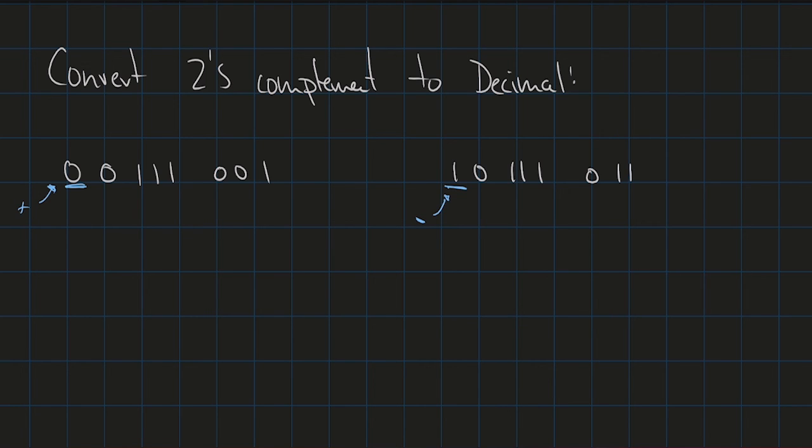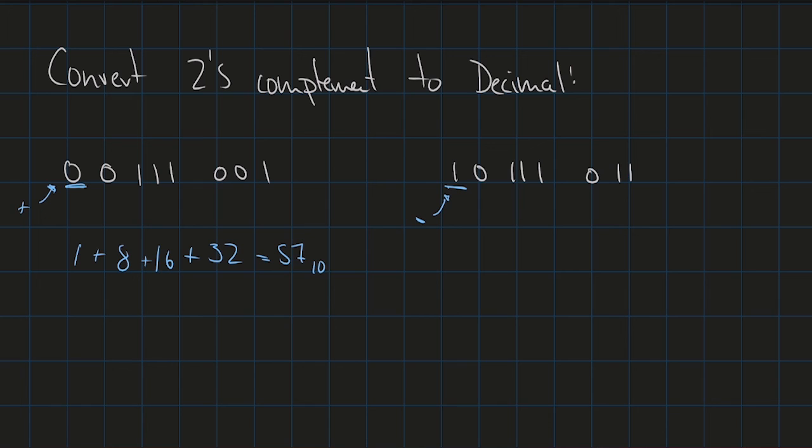So for positive numbers, we're going to do what we've been doing earlier, which is just evaluate the binary. This is going to be equal to 1 plus 8 plus 16 plus 32. That equals 257 base 10.